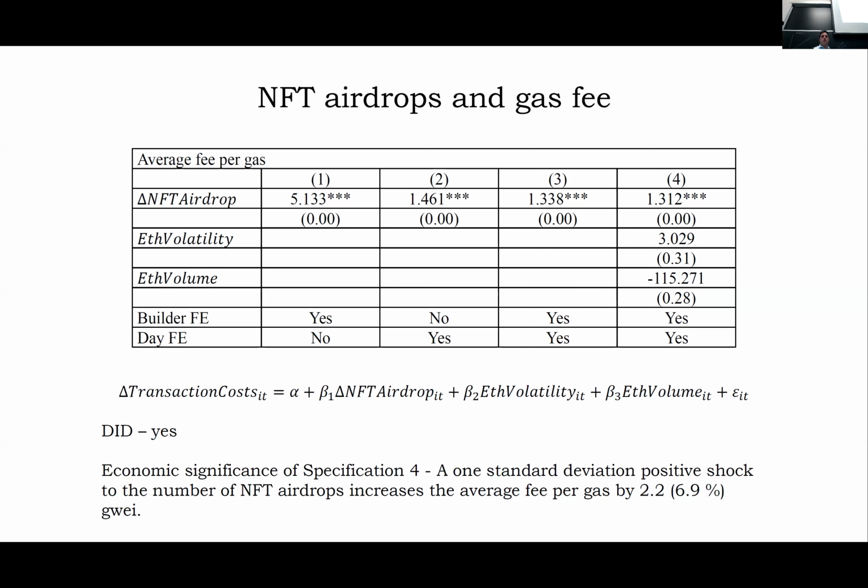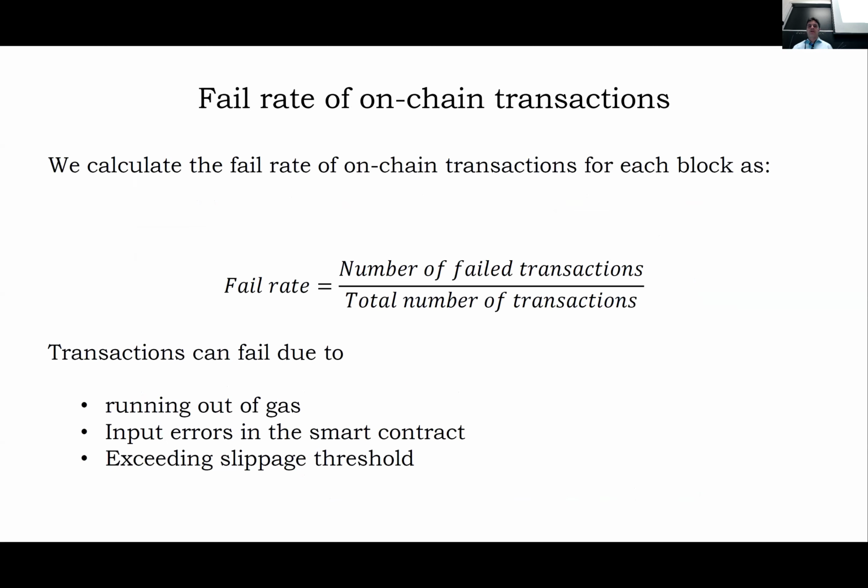Even if you control, again, it's not driven by volatility or volume, because if you control for them, which is the last regression, you see that the coefficient, of course, decreases. It's like 1.312 instead of 5.133, because some of it is being picked up by the volatility, but there is still a significant and positive coefficient. So that's the other result.